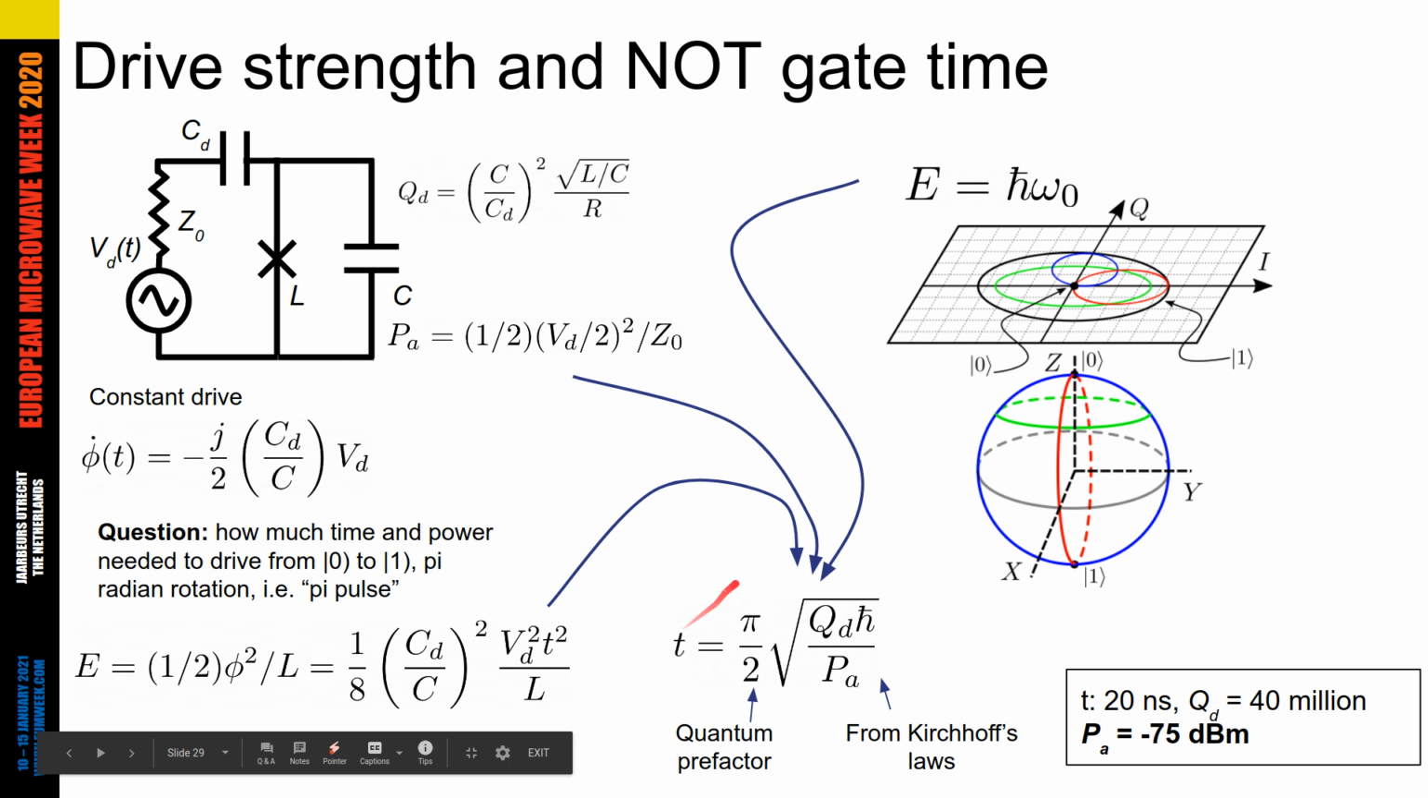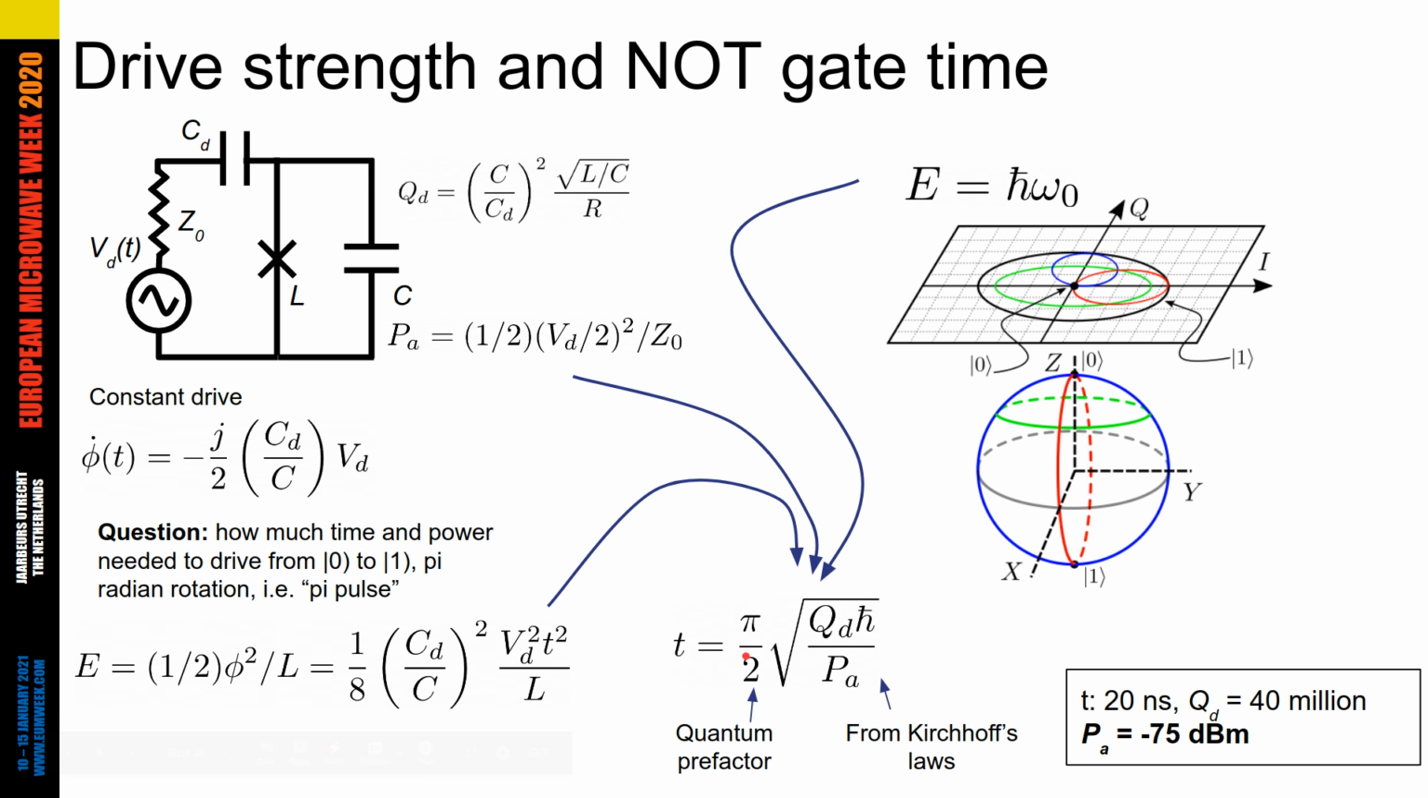So the time to do this rotation from the 0 state to the 1 state is pi over 2. Pi over 2 is a prefactor that you can only get if you do the full quantum computation, but it's close to 1, so don't worry too much about it. And then we get this term that we get easily from the Kirchhoff laws arguments that I made on this slide. This equation makes sense. If the drive Q is larger, that means the drive is more weakly coupled to the resonator, so the time goes up. If the drive power is increased, then the time goes down.